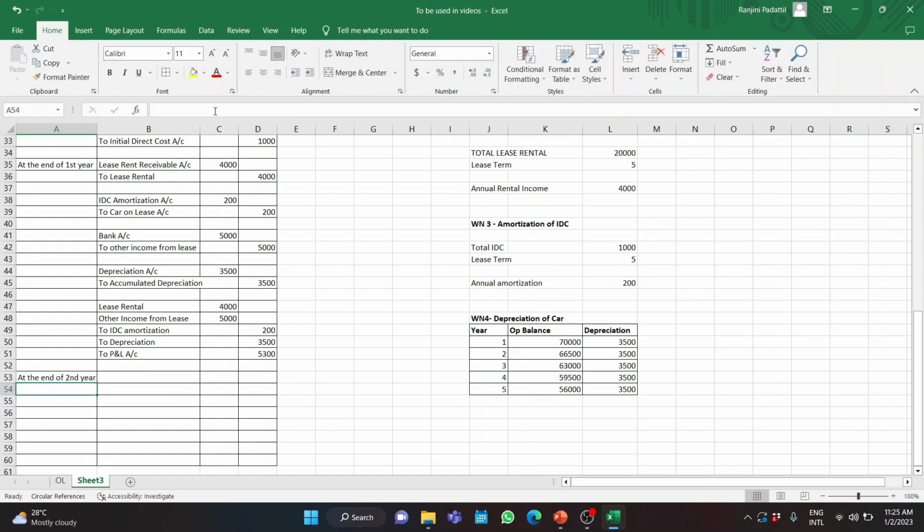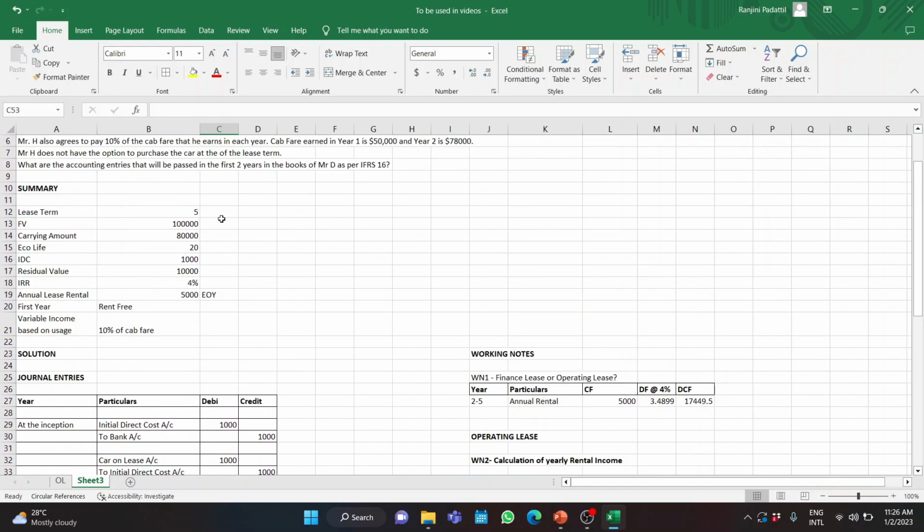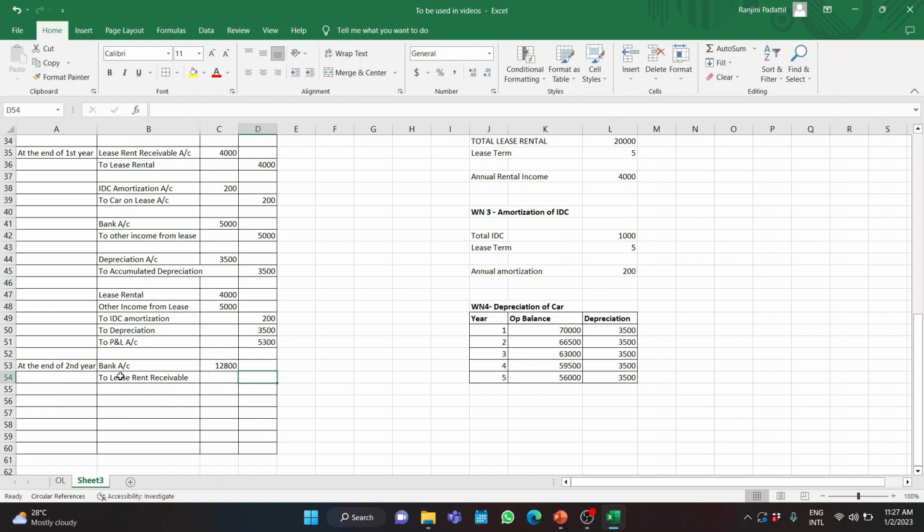At the end of second year, we will actually receive some money towards lease rental. Bank account debit. We receive 5,000, which is the lease rental for the year. We also receive some variable pay, and that is 10% of the cab fare of 78,000, which is 7,800. Annual rental plus the lease rent receivable is 4,000. To other income from lease 7,800. The remaining goes towards lease rental 1,000. So out of an accrued income of 4,000 in year 2, we receive only actually 1,000, which means the remaining is to be put as lease rent receivable, to lease rental 3,000. So in this year also an income of 3,000 plus 1,000, 4,000 is recognized.